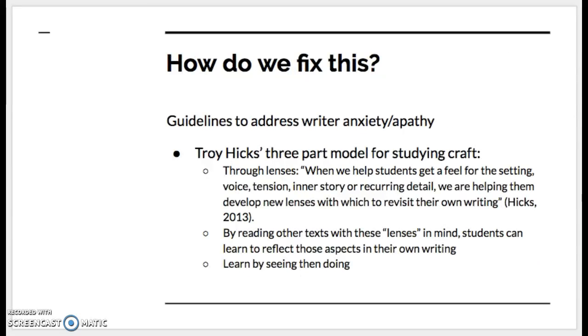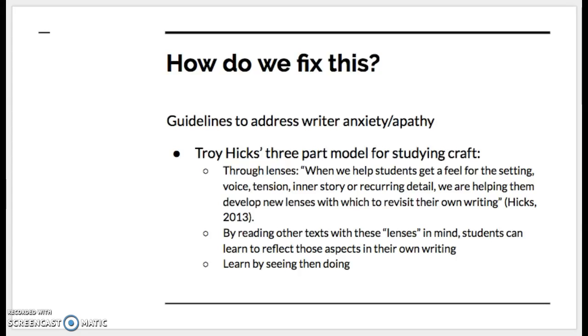So how do we fix this? In Troy Hicks' work, Crafting Digital Writing, he writes of these 3 models in which to study the craft of writing. The first is to view writing through lenses.